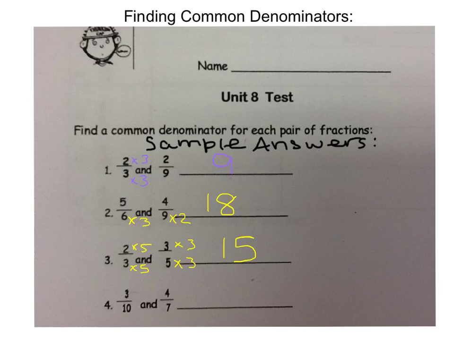We can do the same thing for 3/10 and 4/7. We can multiply the denominators by each other. That way, we can have a common denominator of 70.